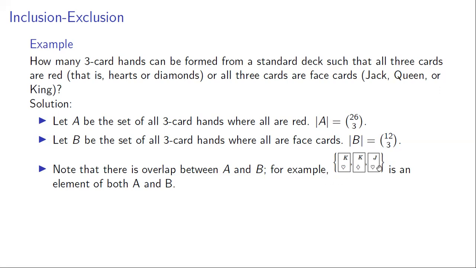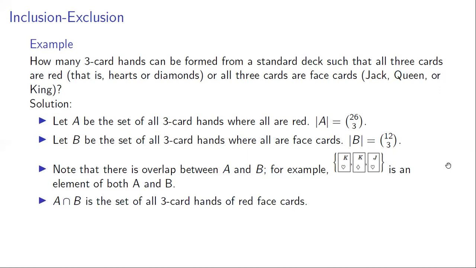This little set here would be an element of A, and it would also be an element of B. It is an element of A, and it is an element of B. So I can't just do the cardinality of A plus the cardinality of B, right? That was when we learned about the addition principle. We can just add up the 2 cardinalities, and easy enough. However, here there's overlap, so we cannot do that. So we have to use the inclusion-exclusion formula.